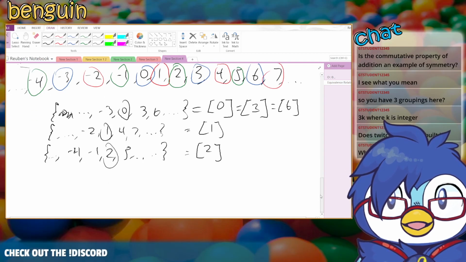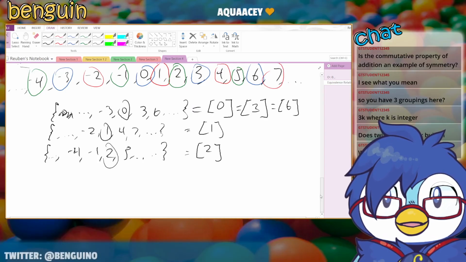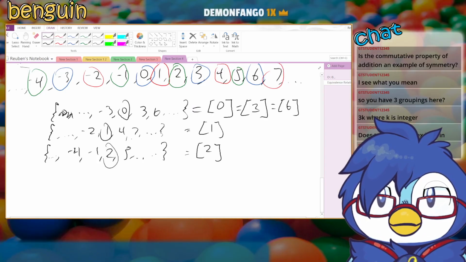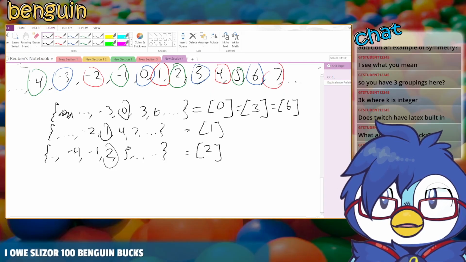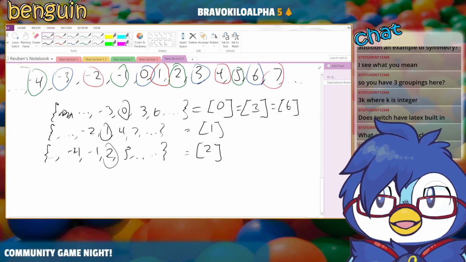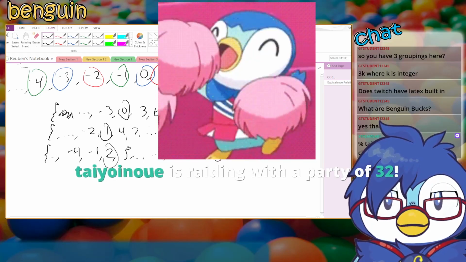So the cool thing about this is, if you think about modular arithmetic, we've taken an infinite number of numbers, but there's only 3 groups.